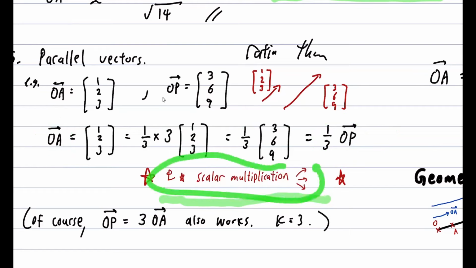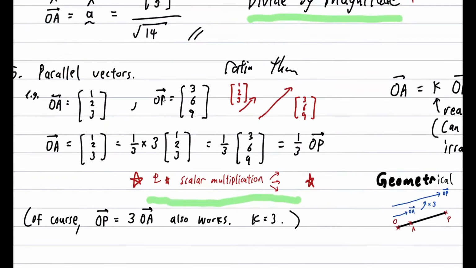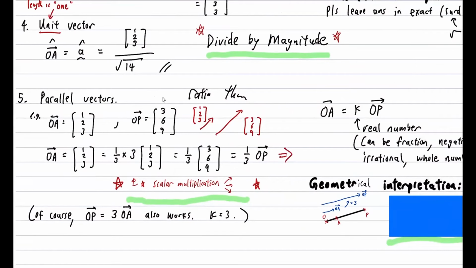And let's review. Scalar multiplication, arrow, arrow, arrow. This one I hope you remember, quite obvious. So what we have done is shown vector OA is K times vector OP, and therefore they are parallel. Maybe I should write down: this implies that vector OA is parallel to vector OP.